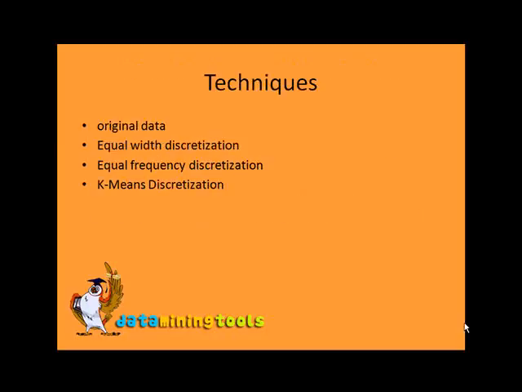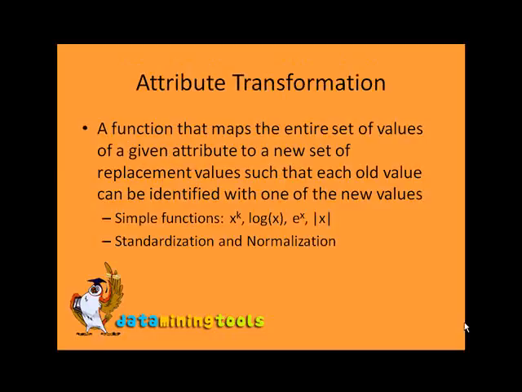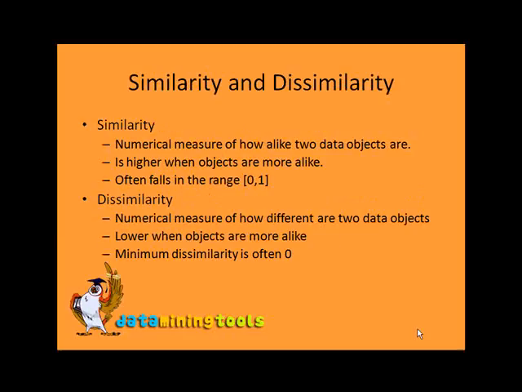Techniques used are original data equal with discretization equal frequency discretization or k-means discretization. Let's understand attribute transformation. A function that maps the entire set of values of a given attribute to a new set of replacement values such that each old value can be identified with one of the new values. Simple functions like x^k, log x, e^x or mod x can be used, or standardization and normalization is done here. Let's understand similarity and dissimilarity.